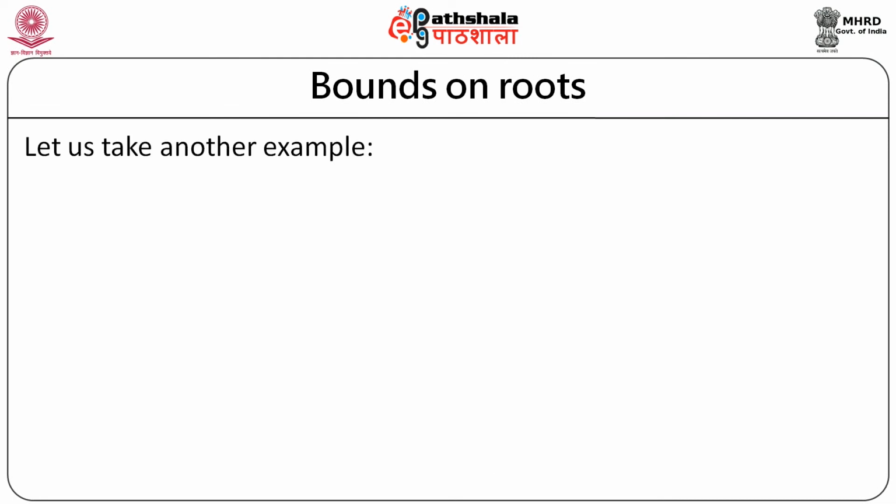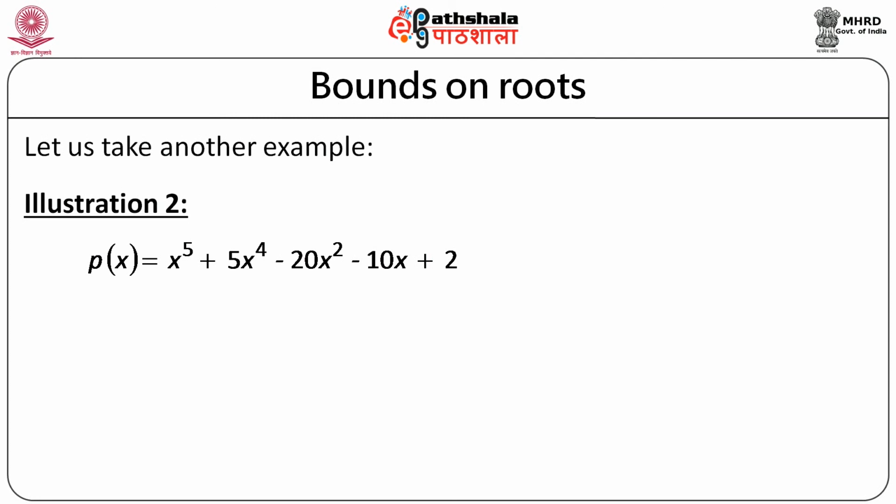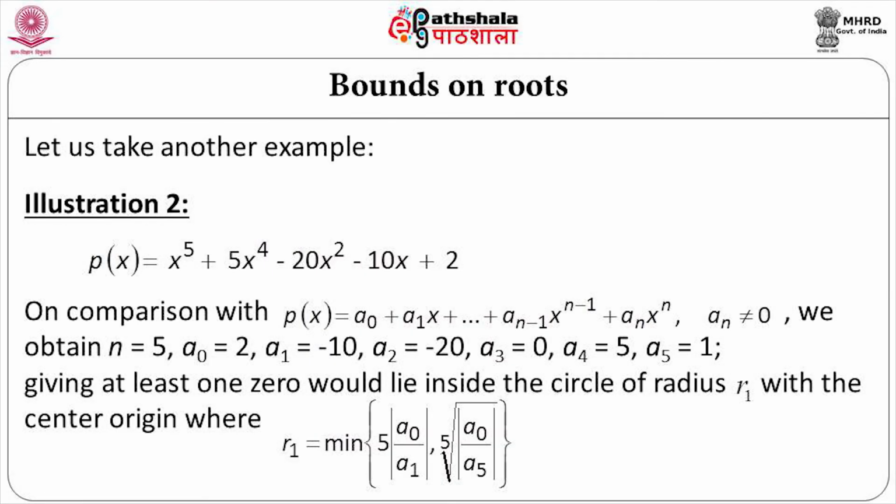We have another result, and before we take that, let us take another example. Let P(x) be x raised to 5 plus 5x to the 4 minus 20x square minus 10x plus 2. So, here the polynomial degree is 5, n is 5. In this other example, n is 5, a0 is 2, a1 is minus 10, a2 is minus 20, a3 is 0, a4 is 5 and a5 is 1.